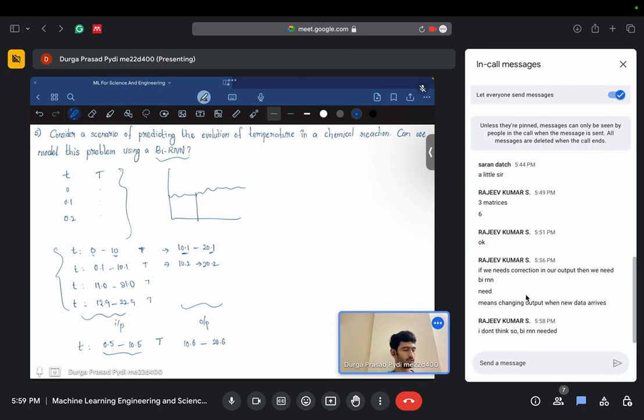Okay, let us not answer the question of whether bi-RNN is needed or not. Maybe the question is not clear. What I was trying to ask is, can we actually use bi-RNN to model this? Can we use it or can we not? Whether it is needed or not is something different. Can we model this using bi-RNN or not?